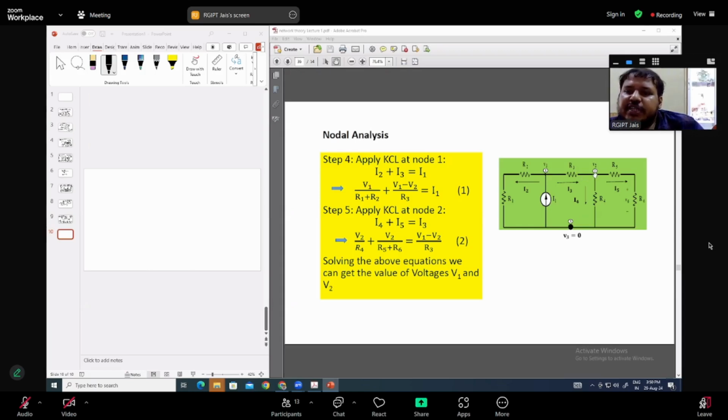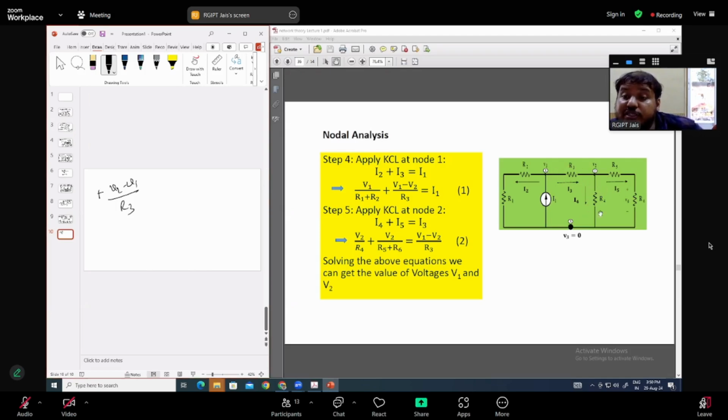So KCL equation at node 2. Node 2 voltage will be the highest one. That's our assumption. So that is the case. What is the current flowing through this path? V2 is greater than V1, so current will be flowing in the outward direction. So it will be plus sign. Plus sign, (V2 minus V1) divided by R3. Again, V equal to IR, I is equal to V by R. So this is the current that is flowing through this branch.